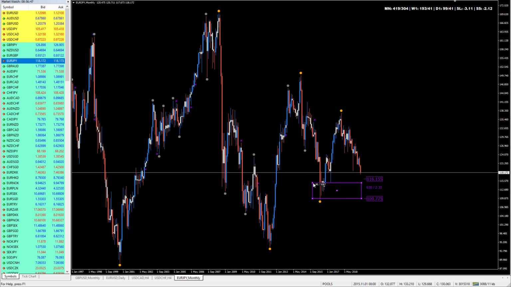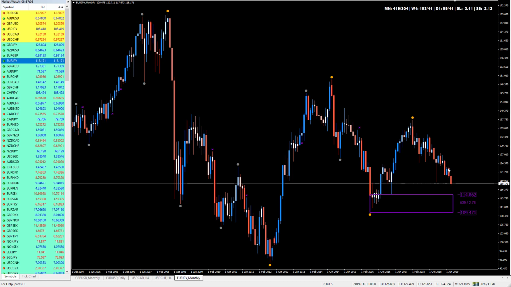Move to the edge of the buy zone there. Getting close to it, almost about the 115 area. So it'd be interesting to look to buy in this area here. There's not a whole lot of clarity here. Let's zoom in a little.